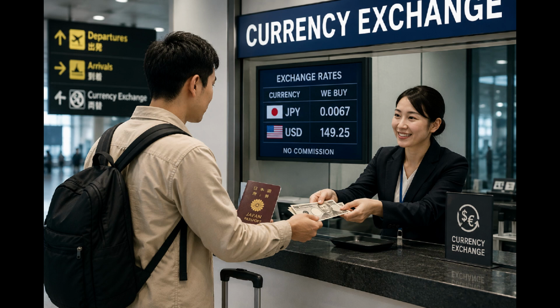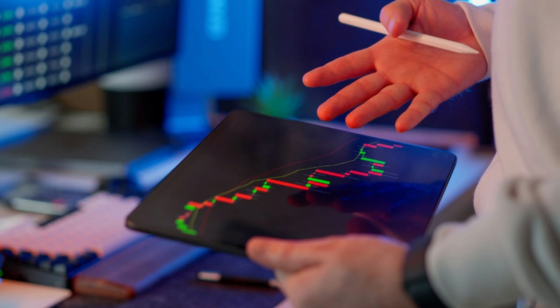Imagine you are traveling from Japan to the United States. Before your trip, you exchange Japanese yen for US dollars. The exchange rate tells you how many dollars you will receive for your yen. A currency pair works the same way. It shows the value of one currency compared to another currency.